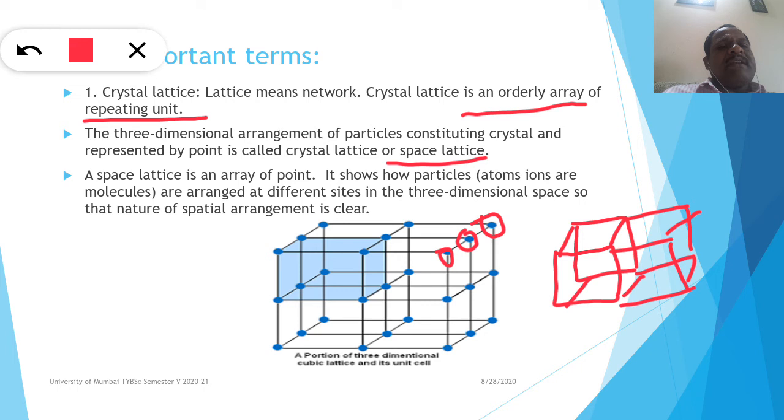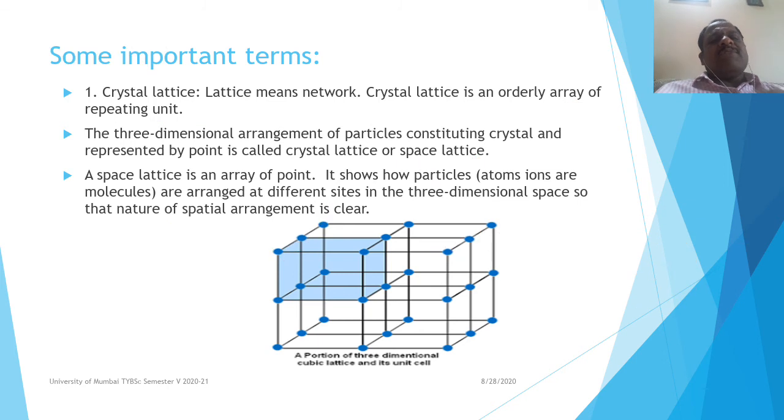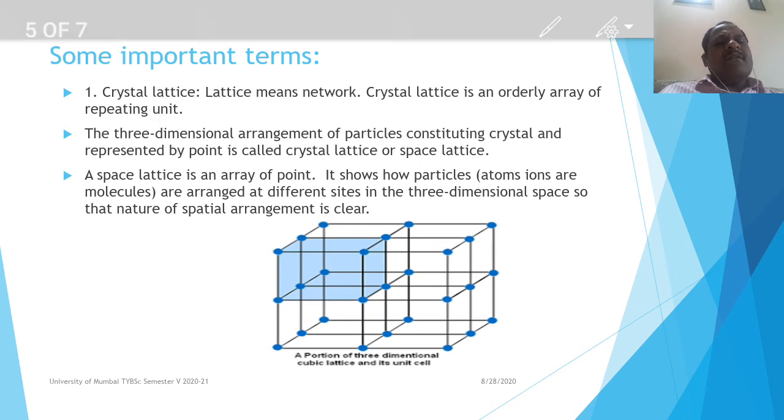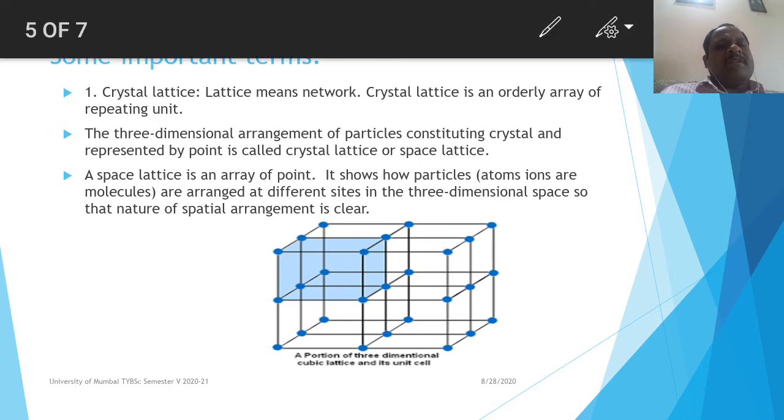So a space lattice is an array of points. These are all points, called a space lattice. It shows how particles, that is ions or molecules, are arranged at different sites in three-dimensional space, so that the nature of the spatial arrangement is clear. What is spatial? It means an arrangement in three dimensions, in a particular fashion. Everybody understood crystal lattice and space lattice?